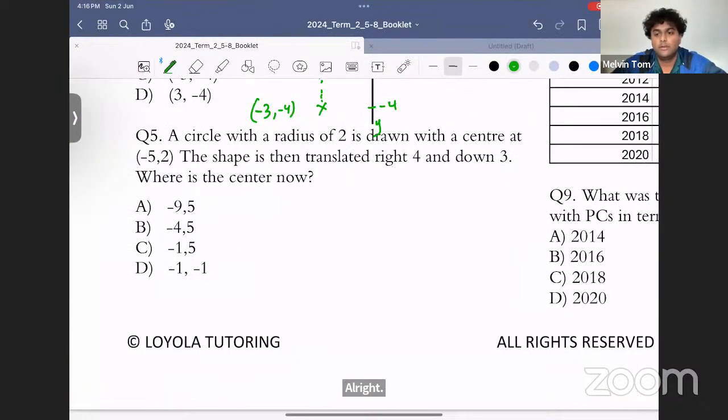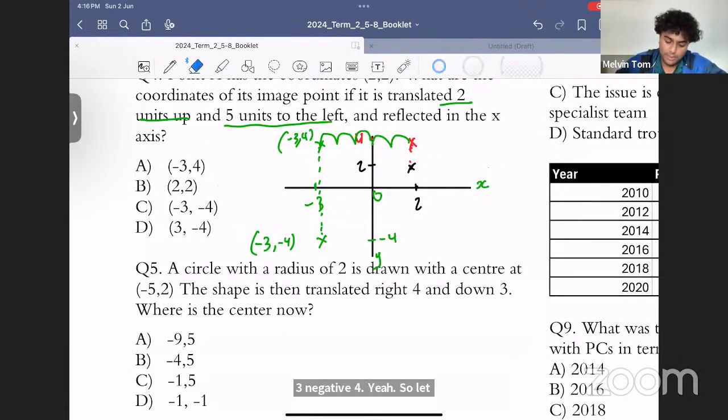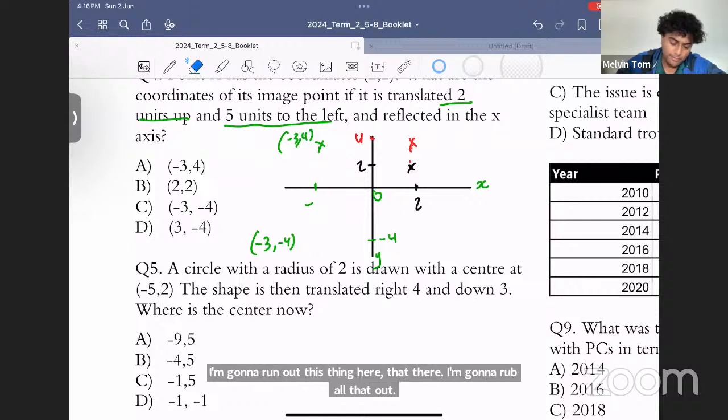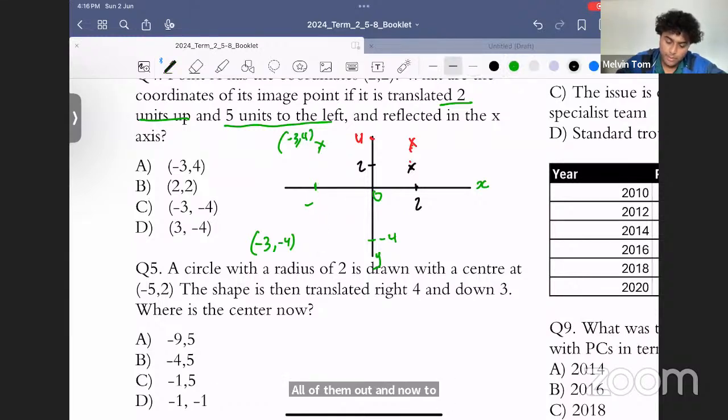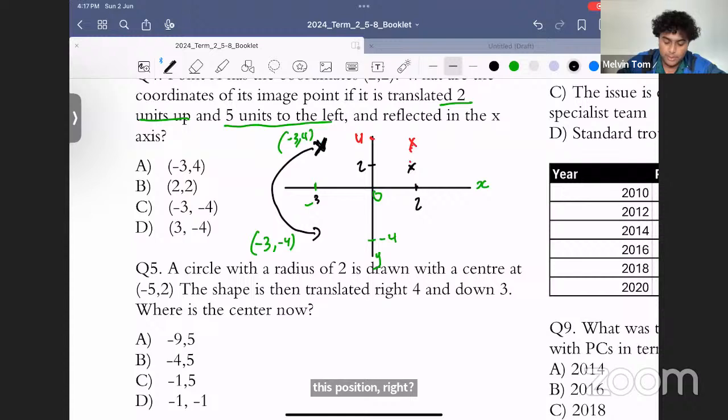All right. So the part where you got -3, -4. Yeah. Let me rub a few things out. I'm going to rub all of that out. Now it's easier. We got -3, -4 because the coordinate is at this position, right? And when it gets reflected, it goes the exact opposite: from +4, it becomes -4. So now it becomes -3 across and -4 down.